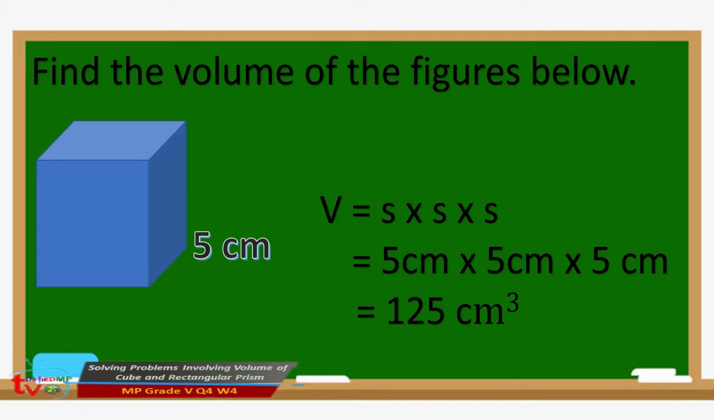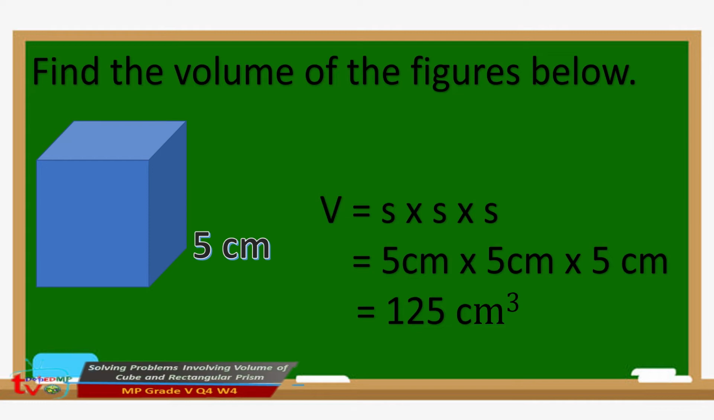So let us solve the volume of the figures shown. Now let's have the volume of the cube. The measurement of the side of the cube is 5 centimeters. If we are going to solve for the volume, we are going to use this formula: volume is equal to side times side times side.